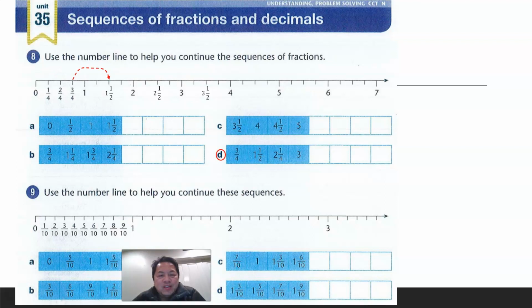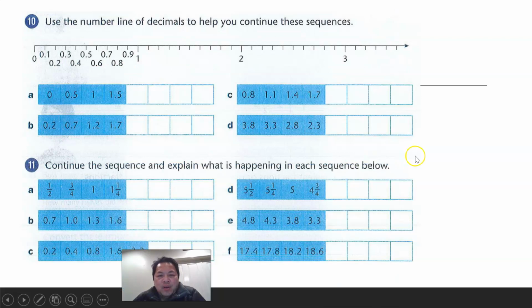What about D? You have 3/4 here. You jump to get 1.5. Jump again, you get 2 and 1/4. From 2 and 1/4, you jump again, you get 3. From 3, you jump again, you get 3 and 3/4. From 3 and 3/4, you jump again, you get 4.5. Jump again, you get 5 and 1/4. Jump again, you get 6. You realize that the space jumping from one to another is equal, isn't it? That's why it's called a pattern.